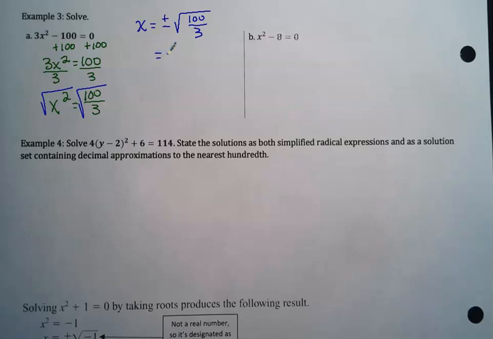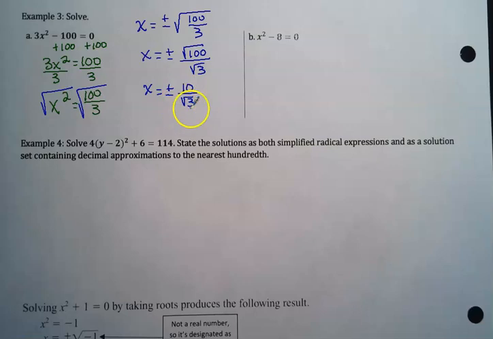So this is going to be equal to plus or minus the square root of 100 divided by the square root of 3. Well, I said we could write the prime factors, but we don't need to because 100 is perfect already. It's a perfect square, so we know it's 10. All right, so our x is going to equal plus or minus 10 divided by the square root of 3.